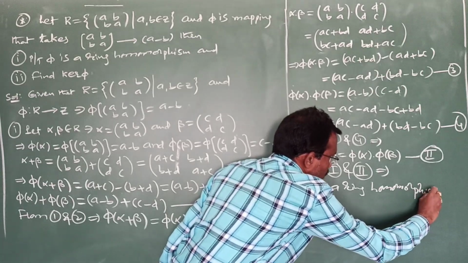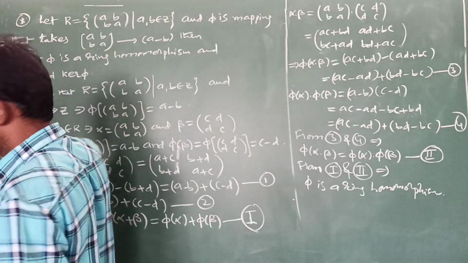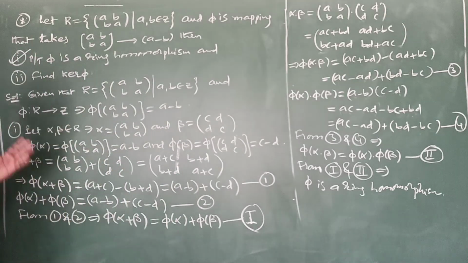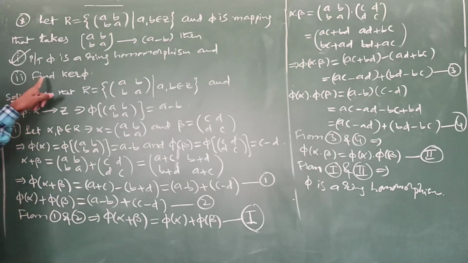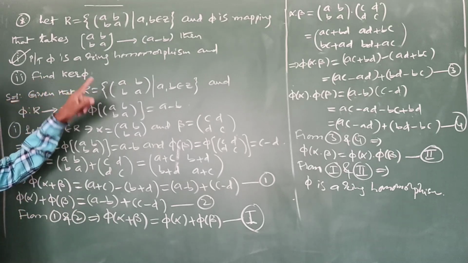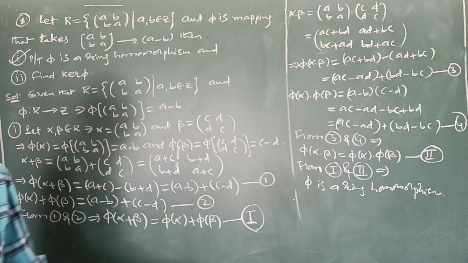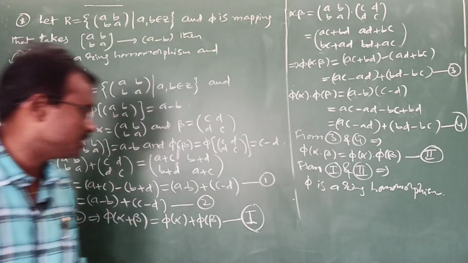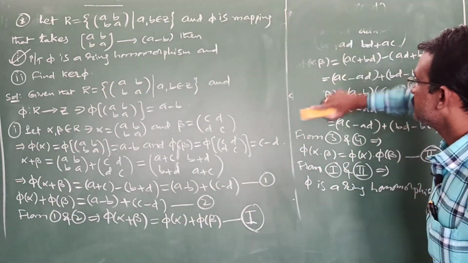Yes. In our question the first bit is over. Now let us come on to bit number 2. What is that bit? We have to find the kernel of that homomorphism. Phi is a ring homomorphism, so now we have to find its kernel. For that use the kernel definition. Already this part is over. I want to remove these lines.